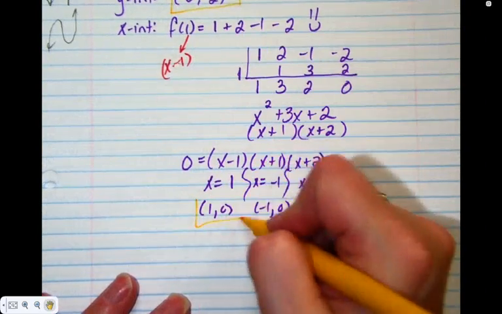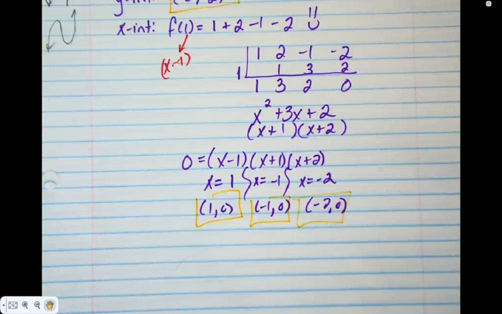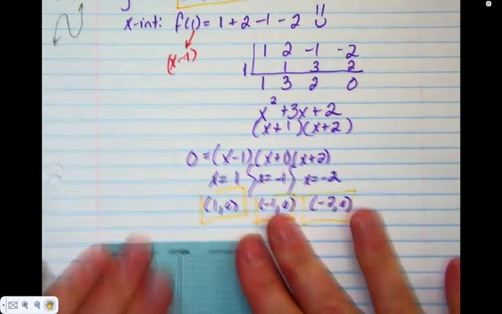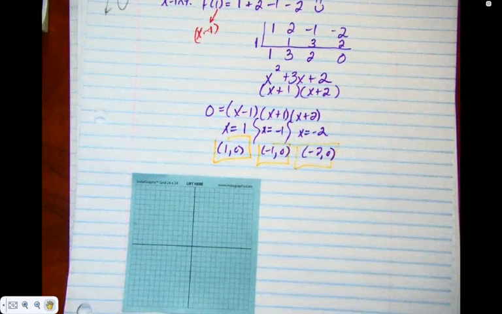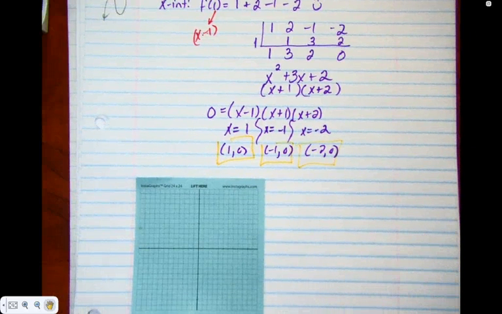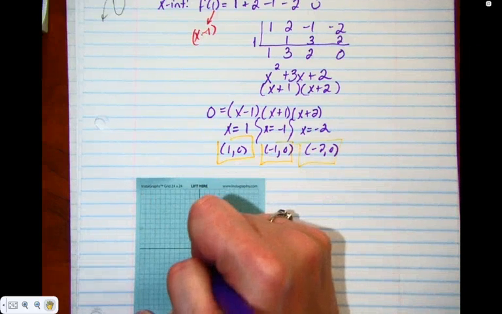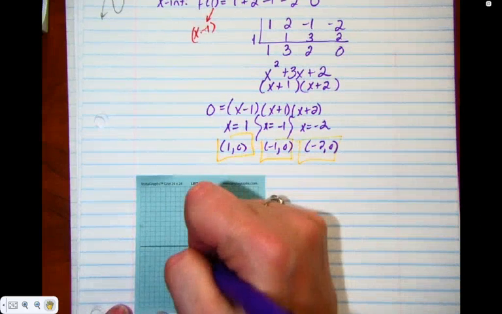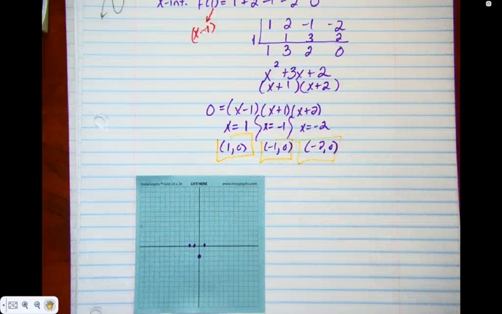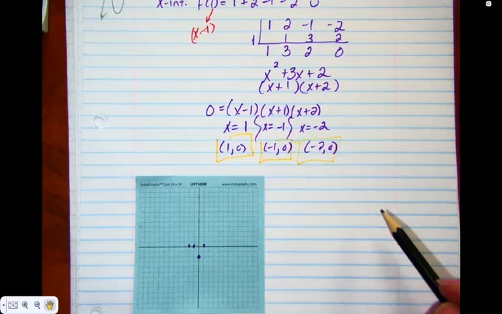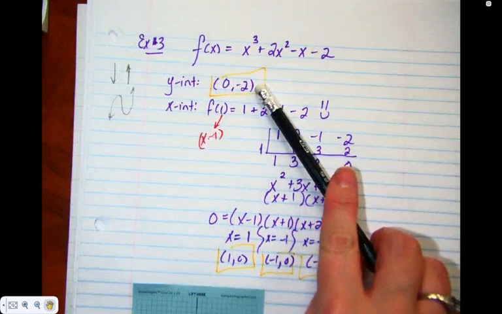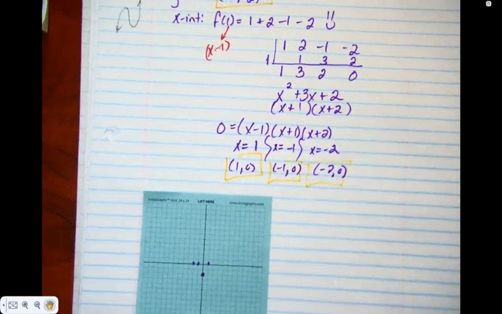So here's a point, and we got 3 points down here, 4 points to start off our graph. Am I going too fast? No? Okay, so I always start with the y-intercept, so 0, negative 2. X-intercepts, negative 2, negative 1, and 1. Oh, we already know where the min is.